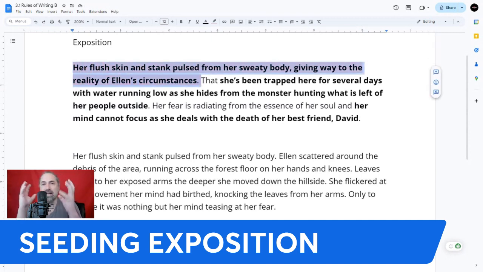And now we've taken exposition and turned it into a seeded event, because now I could just build on her circumstances. And it might take two or three chapters to be like, I am completely in. As a reader, I understand her circumstances, and you didn't have to tell me. Because if I hear the monster and she can't see the monster, I know there's a monster out there.